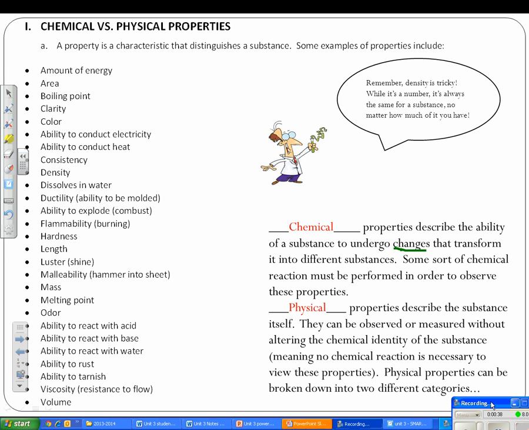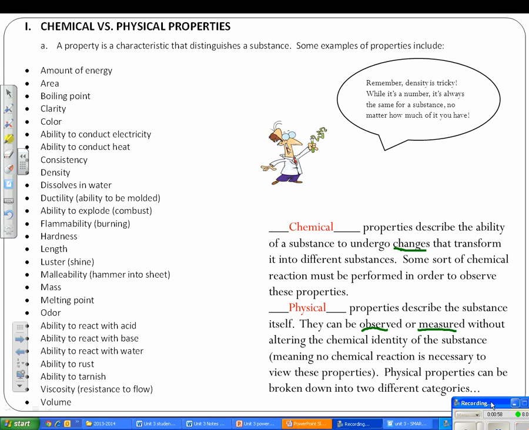Great. Physical properties describe the substance itself. It can be observed or measured without altering its identity. That's the big thing. Any chemical property allows it to change. Physical properties are just observations and measurements of the substance itself.